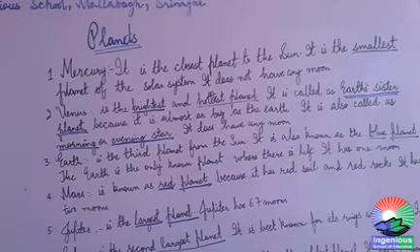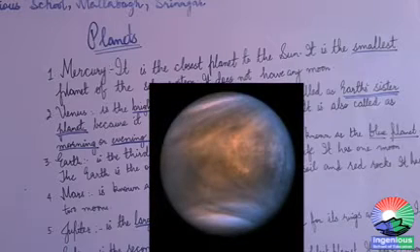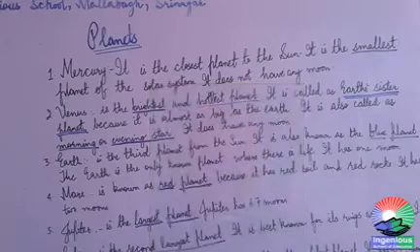Now let's learn about the second planet. The second planet of our solar system is Venus, and Venus is the brightest and the hottest planet of our solar system. Students, Venus is also known as Earth's sister planet. Do you know why? Venus is known as Earth's sister planet because it is almost as big as the Earth.